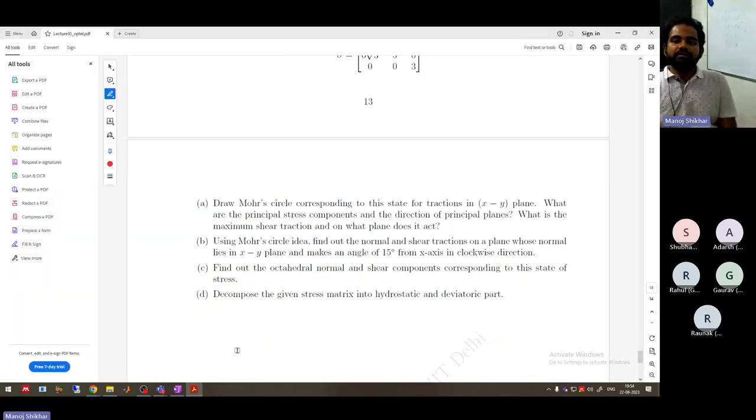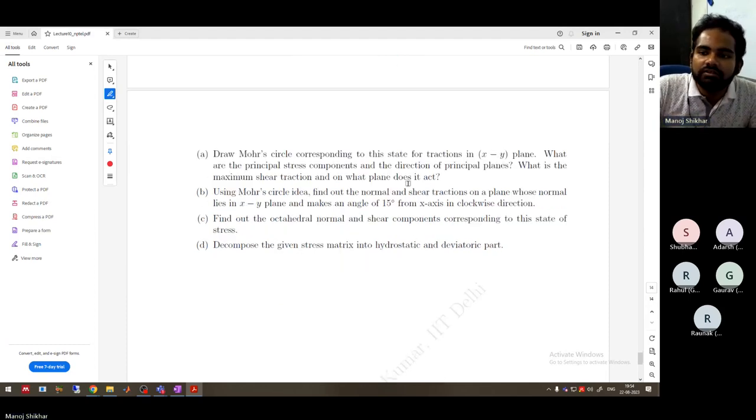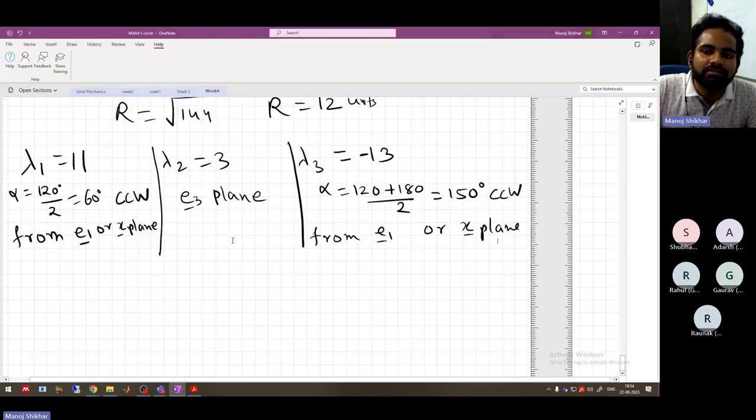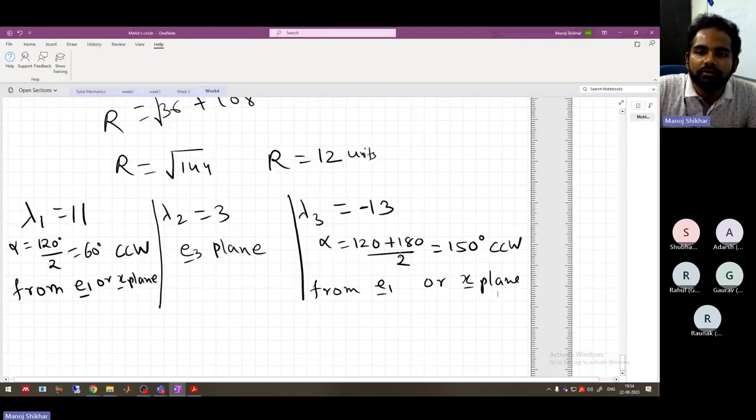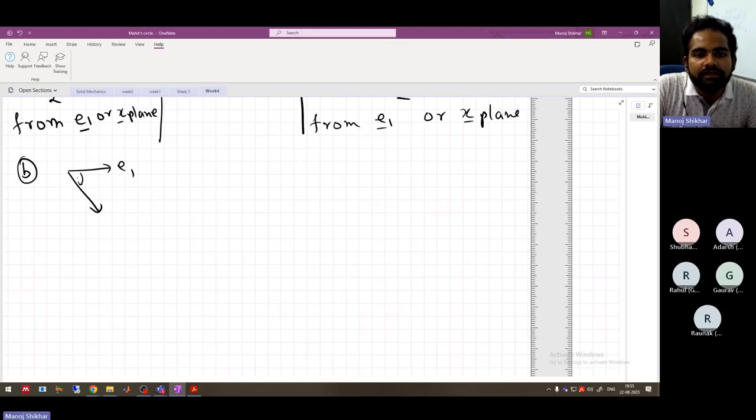Now the second question is using Mohr circle, find out the normal and shear traction on a plane whose normal is in the XY plane and makes an angle of 15 degrees from X in clockwise direction. You already have seen a method, but I would like to show this again because last time I used the formula. I don't want to use the formula here. So in part B they have given you E1 and this 15 degrees, so 15 degrees clockwise.